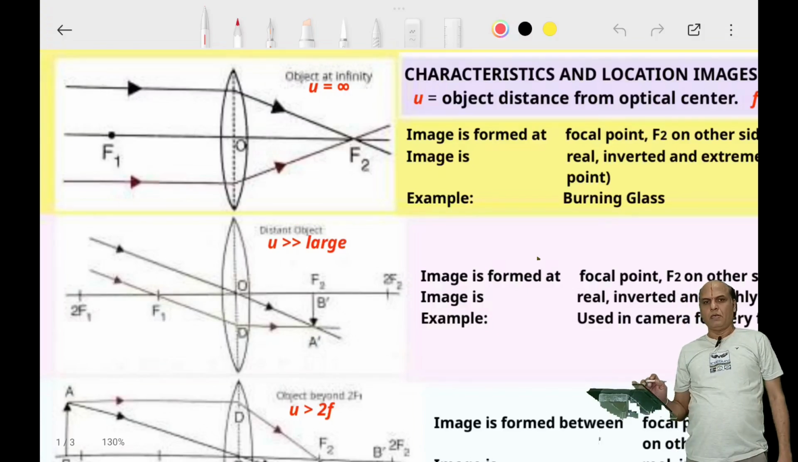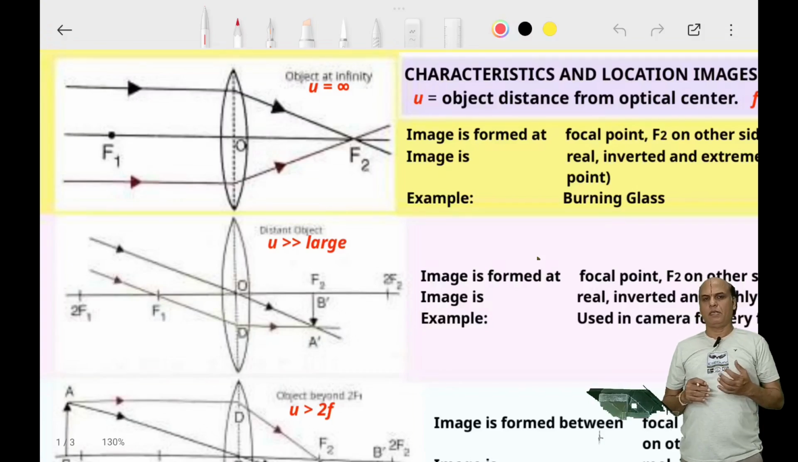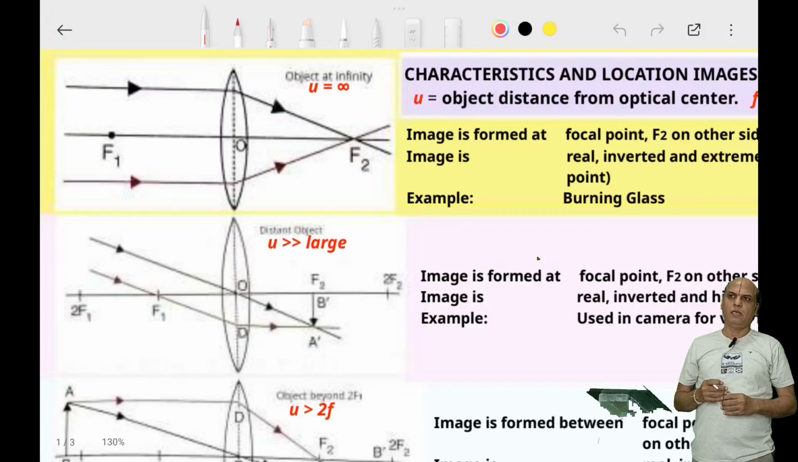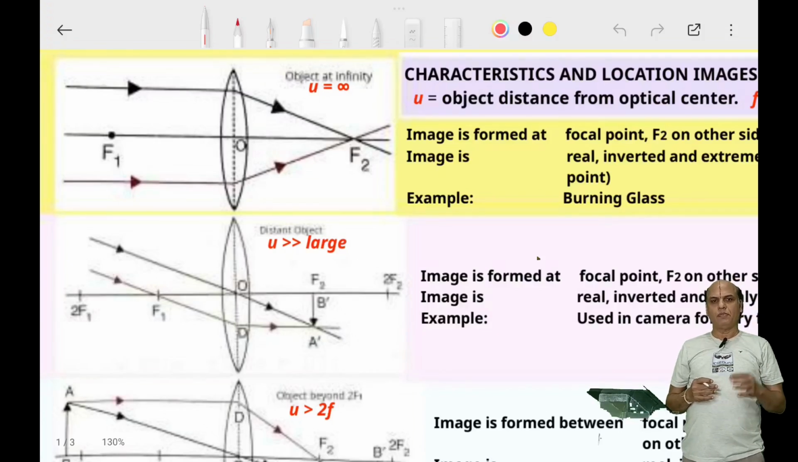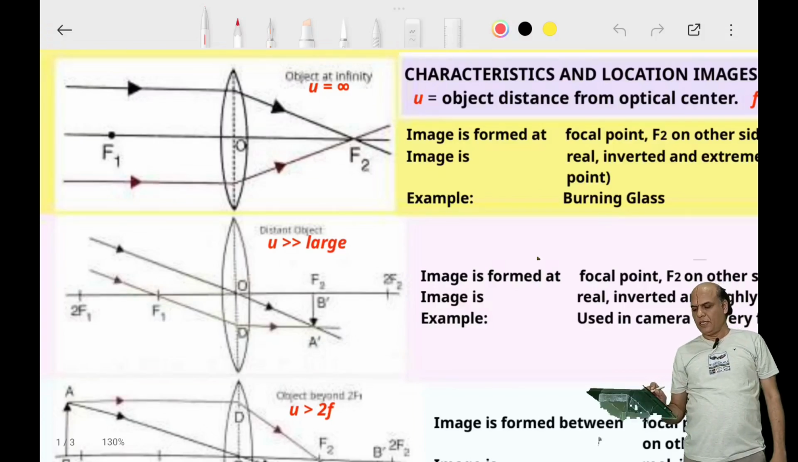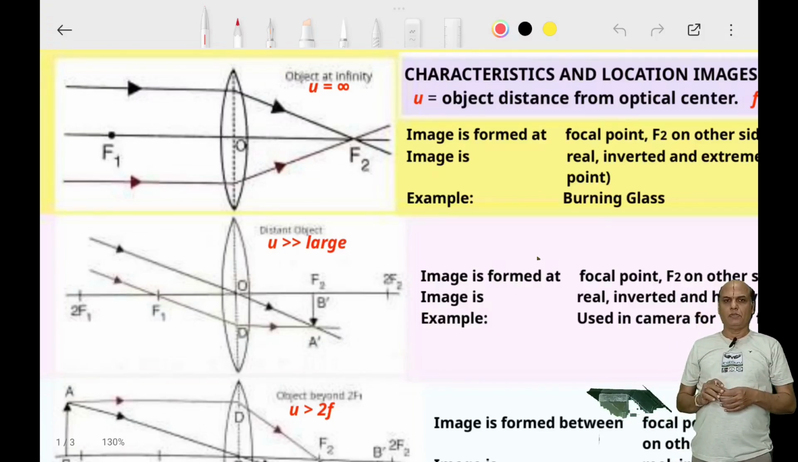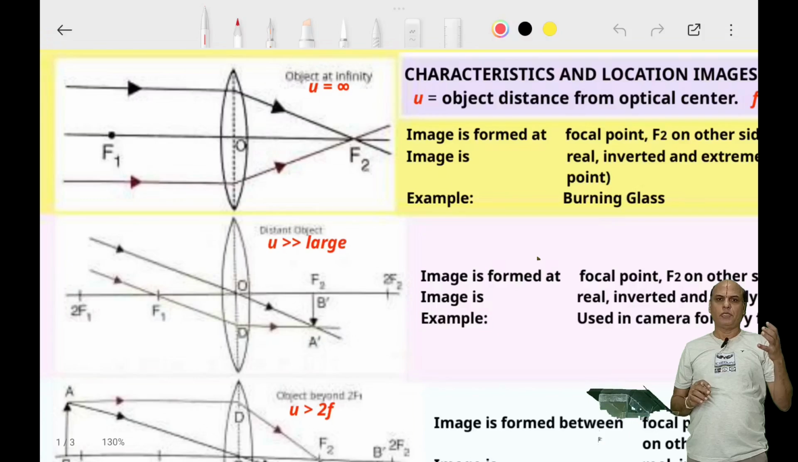Here, consider an object which is at infinity, which is at a very large distance, for example the sun. So the sun is considered to be at infinity. The rays from the sun would be parallel to the principal axis. Here the object is not shown and is assumed to be at infinity. So the rays from an object at infinity would be parallel to the principal axis.